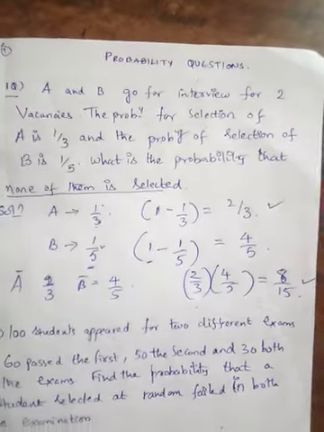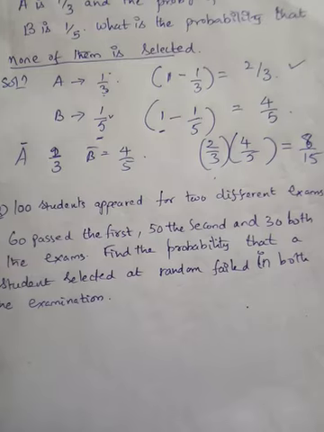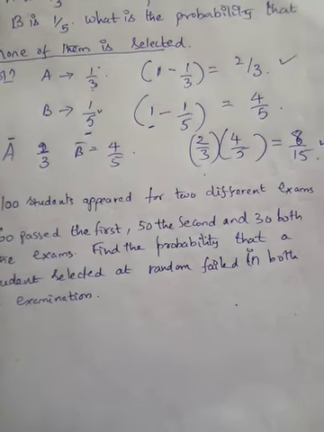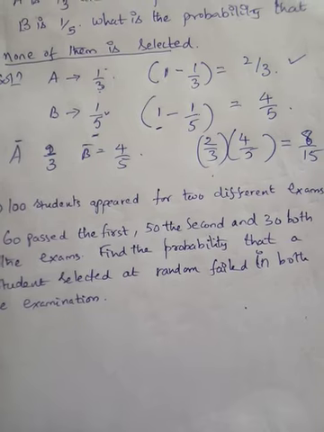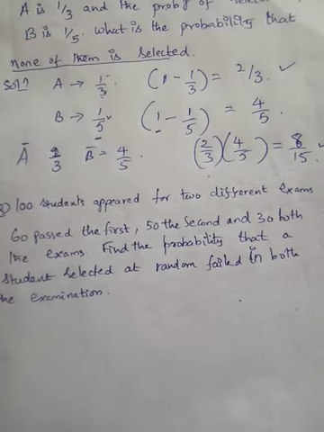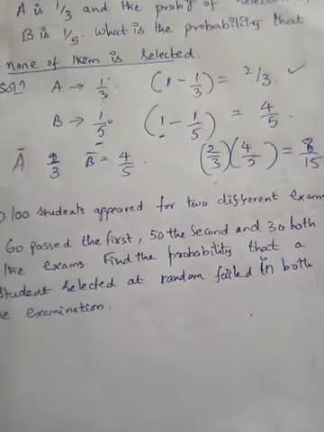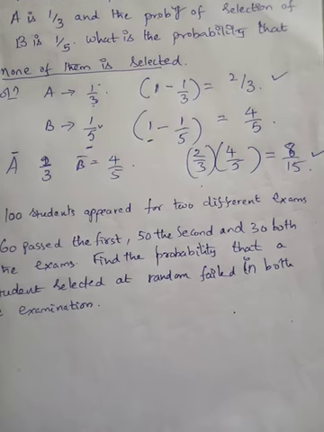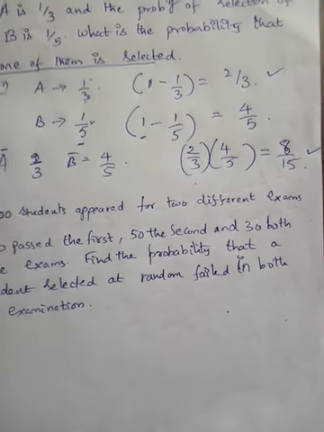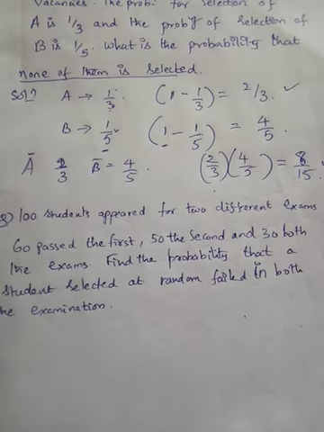Let us go to the second question. 100 students appeared for 2 exams. 60 students passed in the first exam, 50 students passed in the second exam and 30 passed in both. I'll repeat the question.